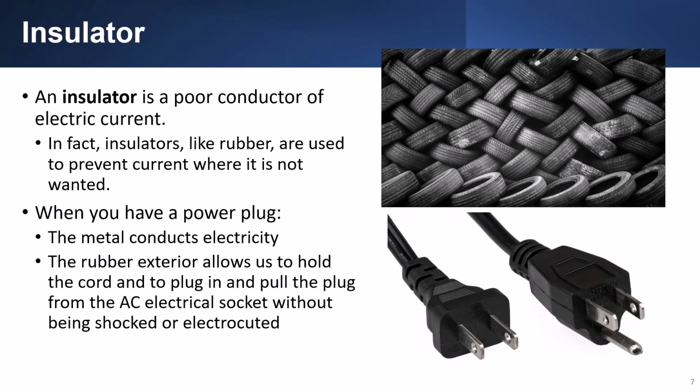An insulator is a poor conductor of electric current. In fact, insulators like rubber are used to contain electricity and prevent electricity where it is not wanted. When you have a power plug, the metal conducts electricity, while the rubber exterior allows us to hold the cord and to plug in and pull the plug from the AC electrical socket without being shocked or electrocuted.